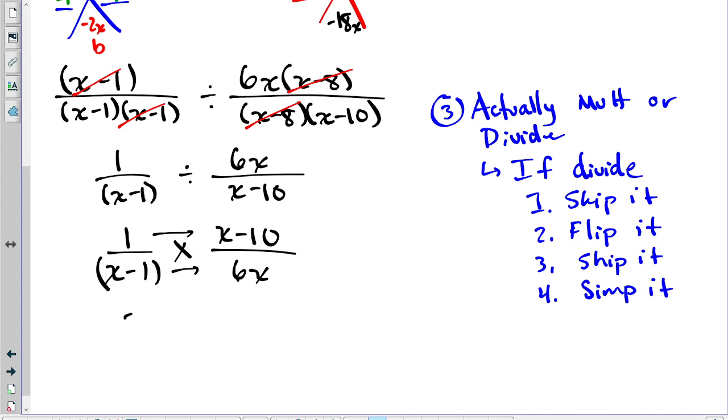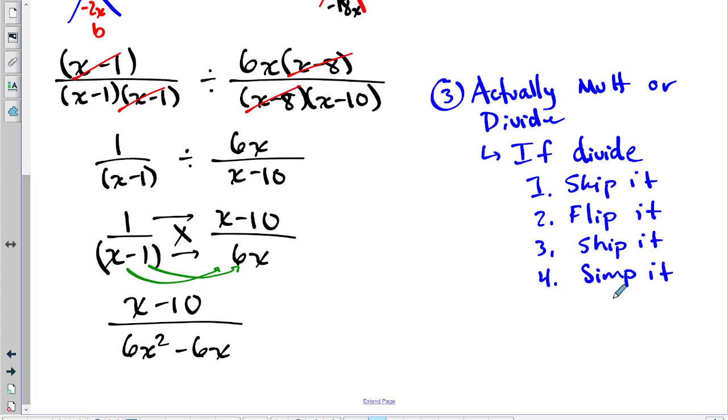So this becomes x minus 10, because 1 times x minus 10 is just x minus 10, over x minus 1 times 6x. You just got to distribute this out. And so it becomes 6x squared minus 6x. Okay. And then last but not least is simp it, meaning simplify anything that you can.